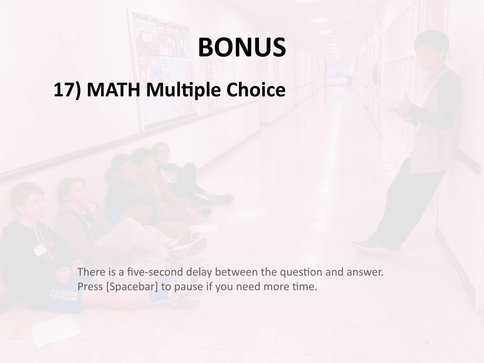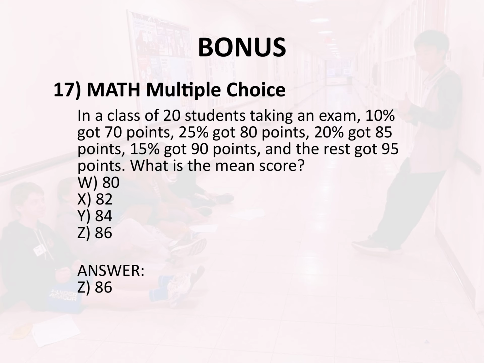Bonus: 17. Math. Multiple choice. In a class of 20 students taking an exam, 10% got 70 points, 25% got 80 points, 20% got 85 points, 15% got 90 points, and the rest got 95 points. What is the mean score? W, 80. X, 82. Y, 84. Z, 86. Answer: Z, 86.